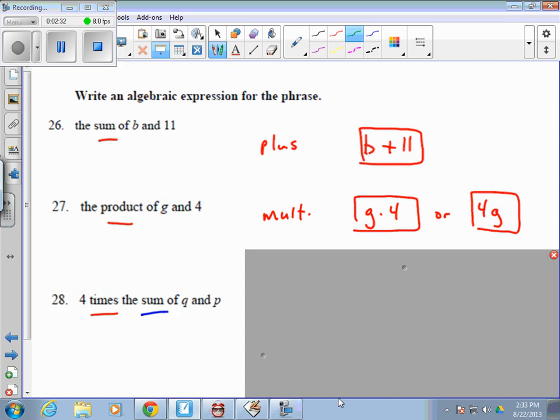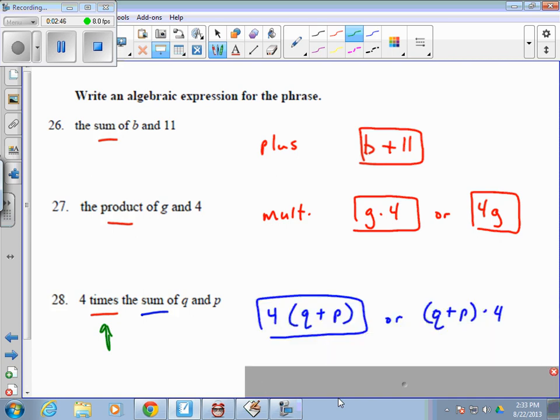And then 28 says 4 times the sum of Q and P. Times means multiply, and sum means add. But the way this is written, you have to add Q and P first. It doesn't matter if you write them first or not. Order of operations says you have to multiply first. So the only way that you can get addition before multiplication is to put them in parentheses. So no matter how you write it, first or second, it has to be in parentheses: Q plus P. 4 times (Q plus P), or written this way, still in parentheses, (Q plus P) times 4.